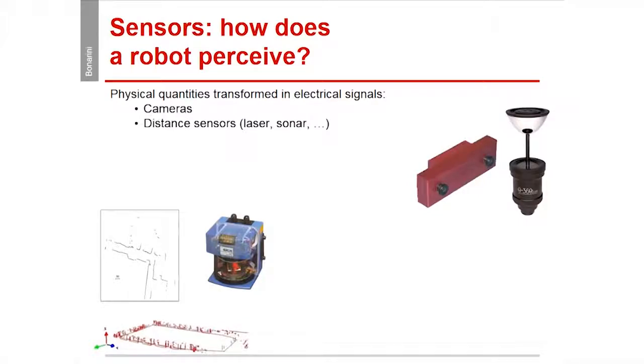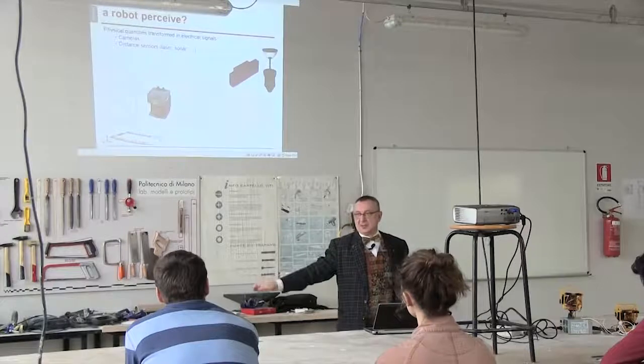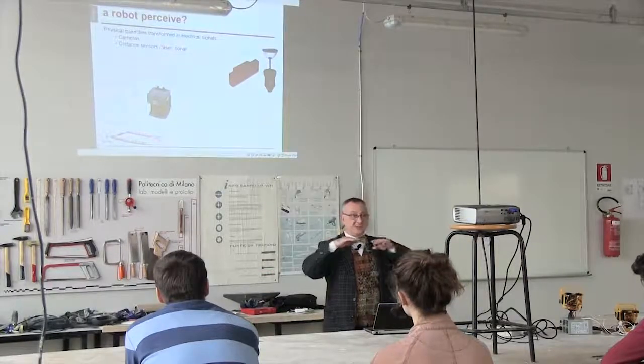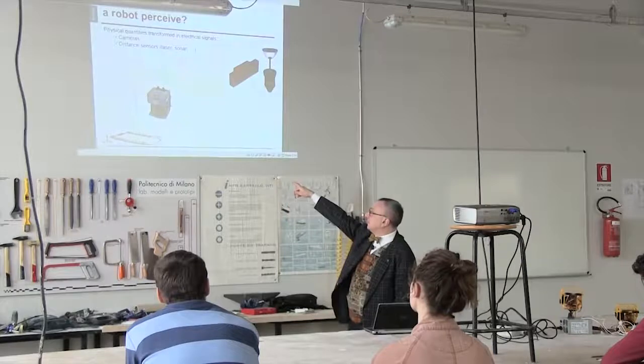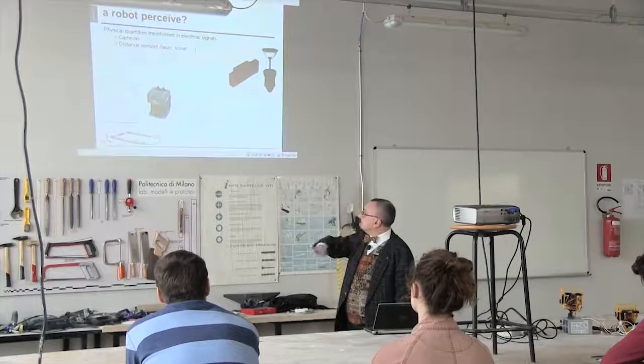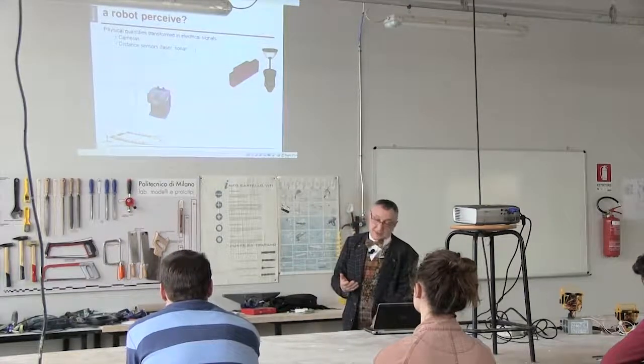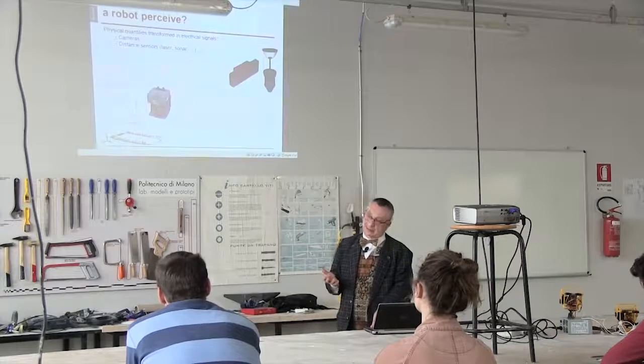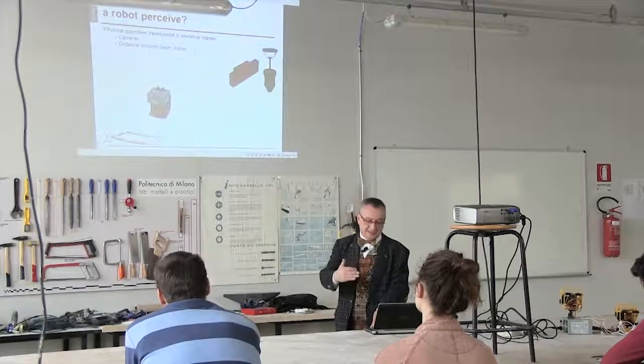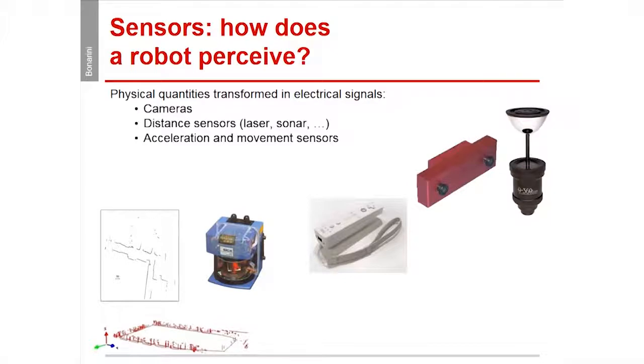Then we have distance sensors. You will have distance sensors also. Here is a laser sensor that is able to take the distance every degree for maybe 270 degrees around, so it's very precise. And you can have this kind of map from this scan. It's possible to have very precise maps. We have other sensors such as sonars or infrared sensors, which are less precise, but still interesting to detect distances. Then we may measure acceleration and movements.